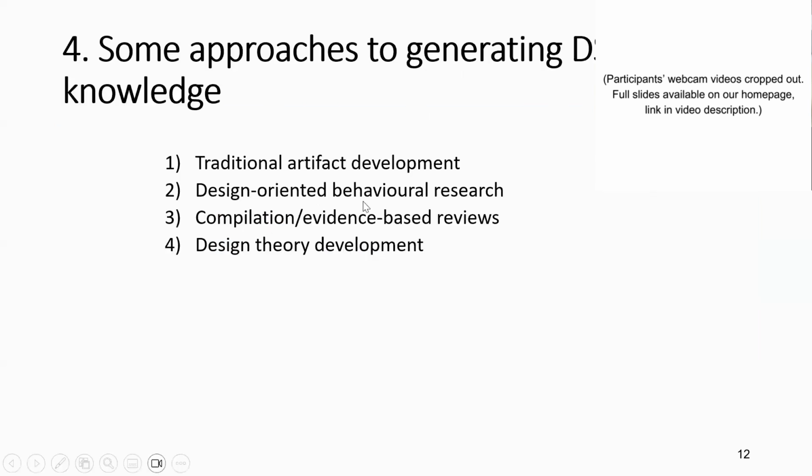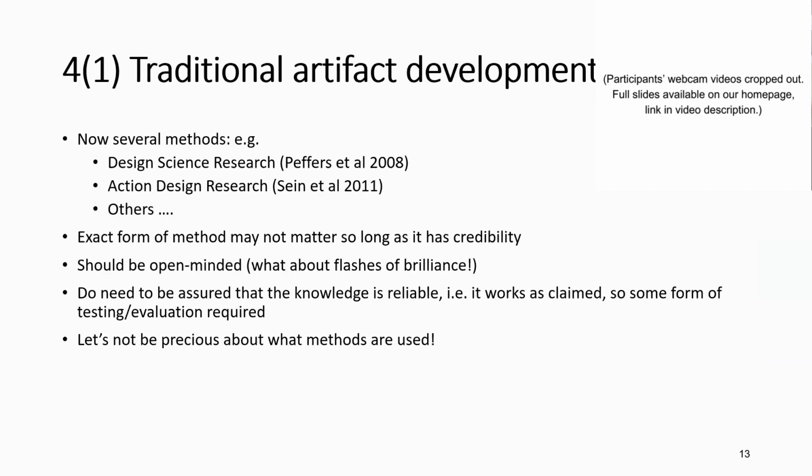But there are some other types of work that you can do that are helpful for gathering design knowledge. So I thought I'd mention these as well. So the first approach is the traditional artifact development approach. And this is quite good to use because we now have methods that are accepted. So we've got especially the method by Peffers et al. 2008, which starts off, recognize problem, build artifact, test, report knowledge.